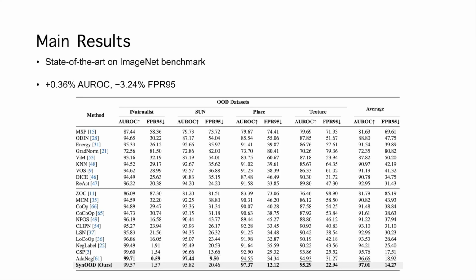Results show SynOOD achieves state-of-the-art performance. On ImageNet benchmarks, we improve AUROC by 0.36% and reduce FPR95 by 3.24%. On OpenOOD, our method performs strongly on both near OOD and far OOD scenarios, even with only 50,000 synthetic samples, outperforming methods that use millions of real images.